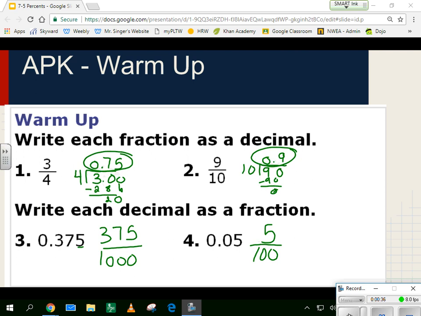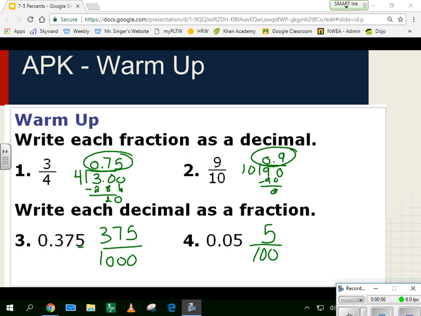Here are the 4 answers you should have had for the problems. So for number 1 and 2, changing a fraction to a decimal is just a division problem. Just dividing the denominator into the numerator. And I found it to be 0.75. And for number 2, 9/10 comes out to be 0.9.